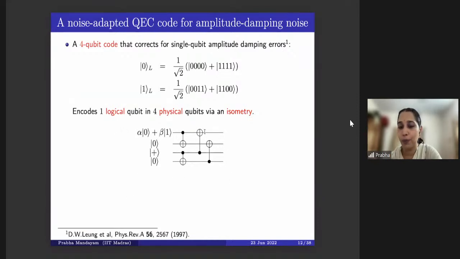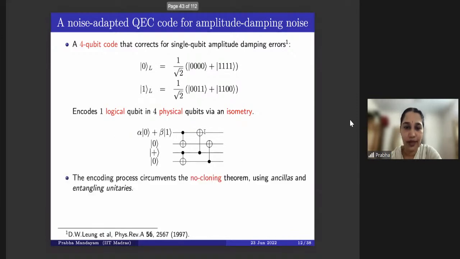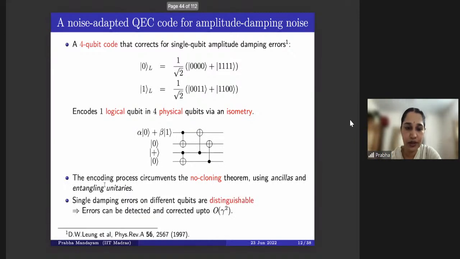As you can see, it's not much more complex than the 3-qubit code circuit, right? And this again circumvents the no cloning theorem. It uses ancillas, entangling unitaries, all of that remains the same. And it turns out, interestingly, what you can show is the same property that you had for the 3-qubit code actually can carry over for this 4-qubit code with specifics to amplitude damping errors. So the E0 and the E1 can actually be distinguished, right, and corrected up to a certain order in the noise parameter gamma.